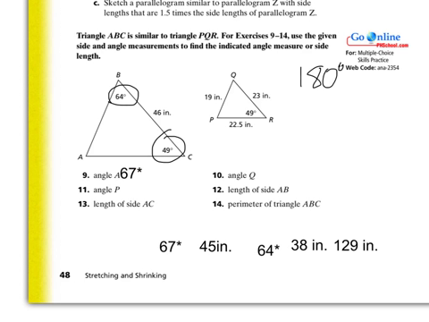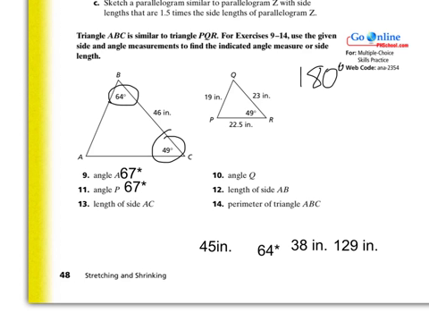Okay. For angle P, since these are two similar triangles, which is indicated up here, that means that angle P is going to be the same as angle A. Therefore, it is also 67 degrees.